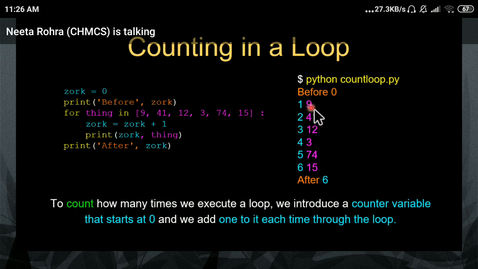With the first iteration, the value is 9. With the next iteration, the value is 41. Similarly, next iteration, 3 and 12. Next iteration, 4 and 3. So the value of the counter is nothing but the iterative value, that is the index value, how many elements are present in that particular sequence. And the item over here in the loop is the actual value of that iteration.